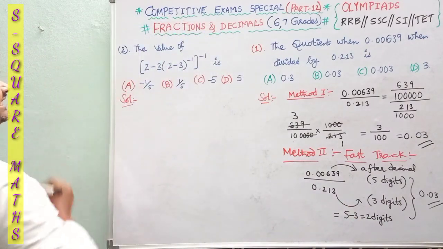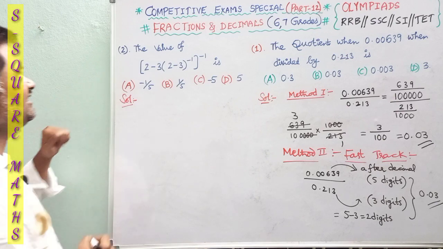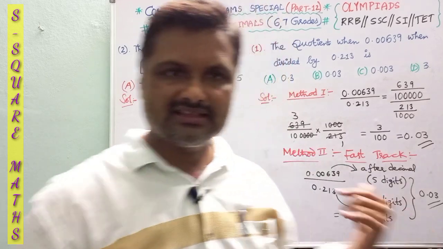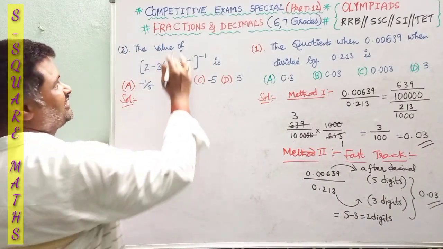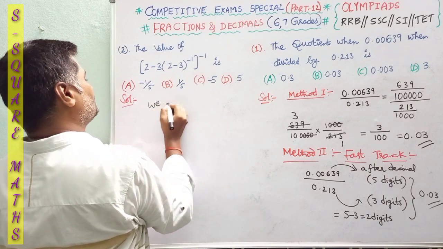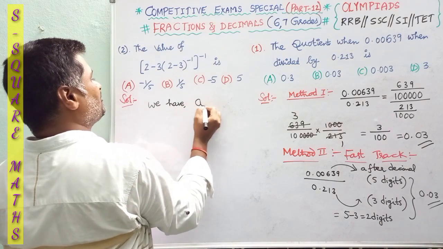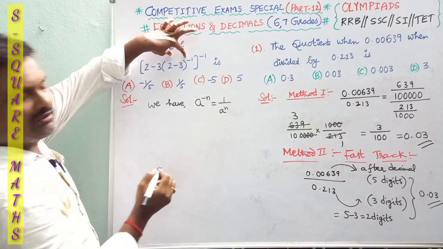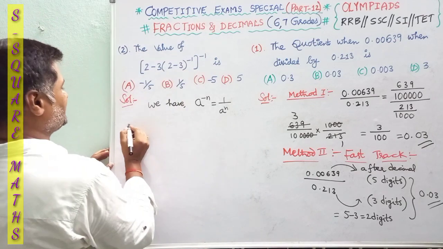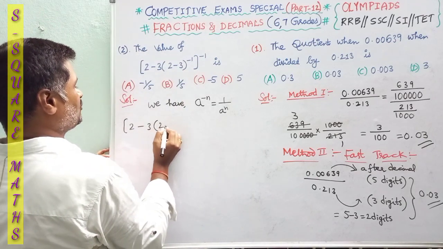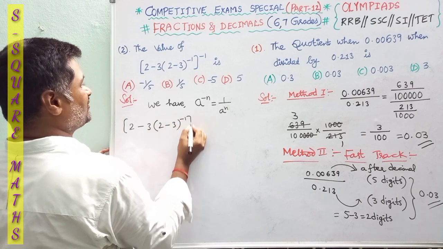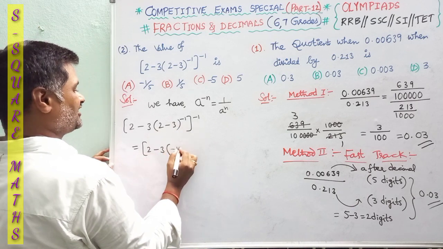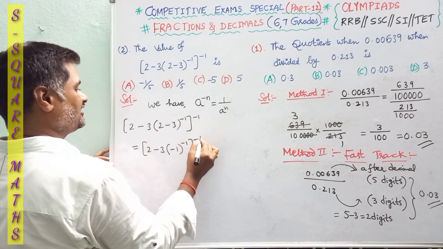Next, coming to the second problem, the value of this expression you have to find. It seems to be exponents and powers again, with fractions. First of all I am writing a power minus n is equal to 1 by a power n, because here we are going to apply it 2 times. Now consider 2 minus 3 power minus 1, whole power minus 1. So 2 minus 3 is minus 1, whole power minus 1, whole power minus 1.